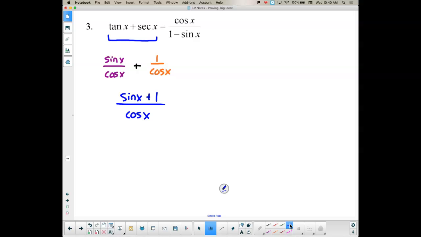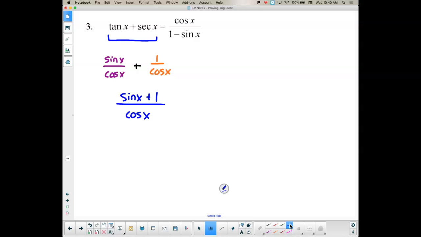Ready for a helpful hint? These things are eyeballs. Let's use them. Okay? Ready? Let's take a peek at the other side. What does the other side have that this blue fraction doesn't? Got one minus sign, right?